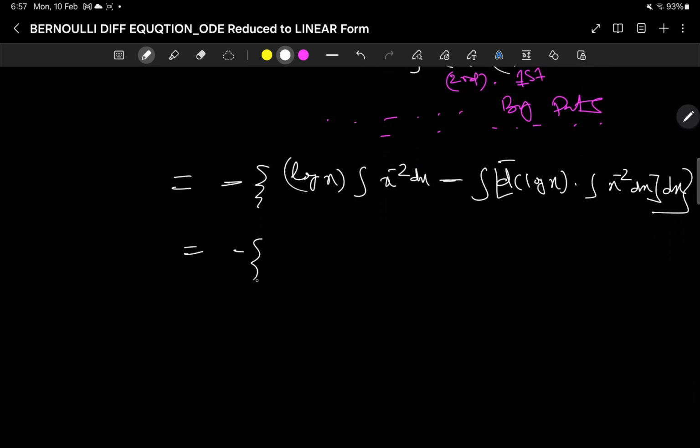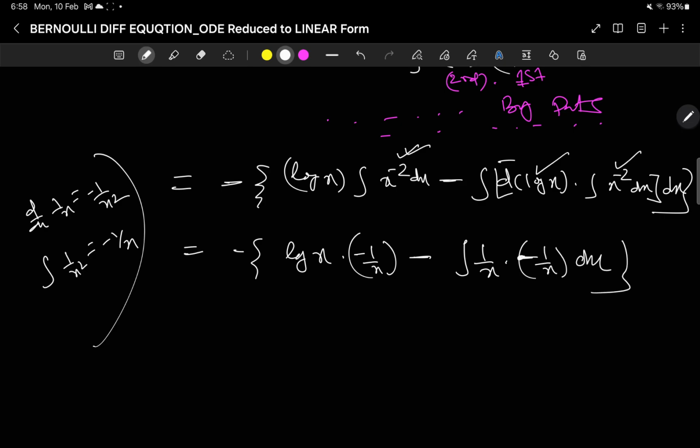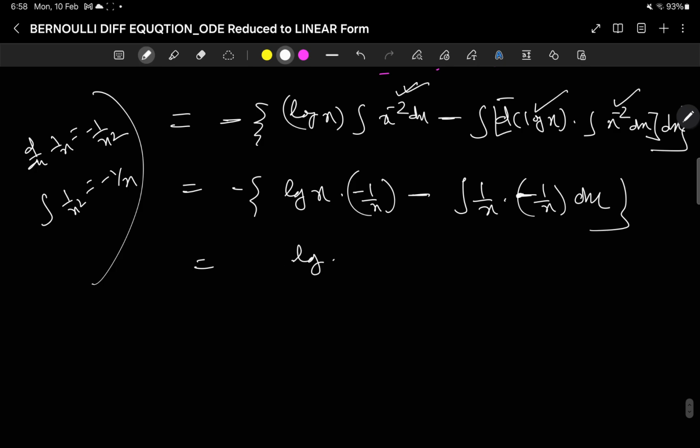So this is your minus of log x. So integral of x to the power minus 2 is 1 by x, minus, because the derivative of 1 by x is minus 1 by x square. So integral of 1 by x square is minus 1 by x, is it not? So you have here minus of 1 by x. Accordingly, we have integral of log x is minus of 1 by x, and here into minus of 1 by x dx. Okay, so this is equal to log x by x, minus plus minus, it is minus of integral of 1 by x square dx.